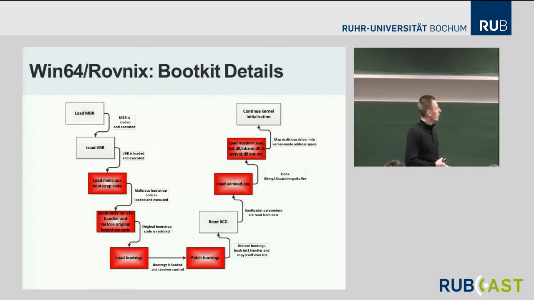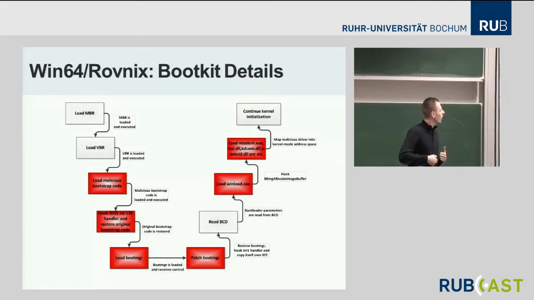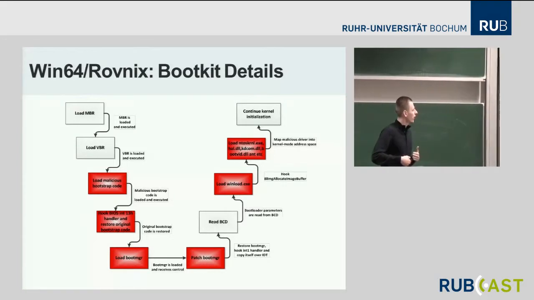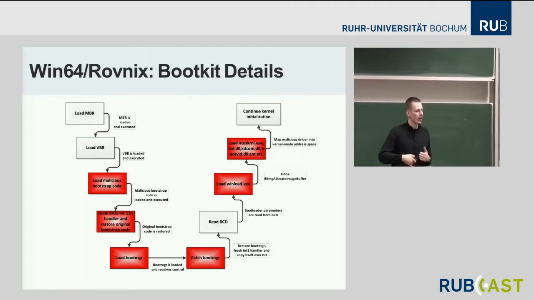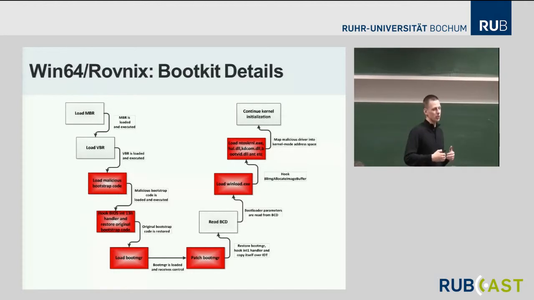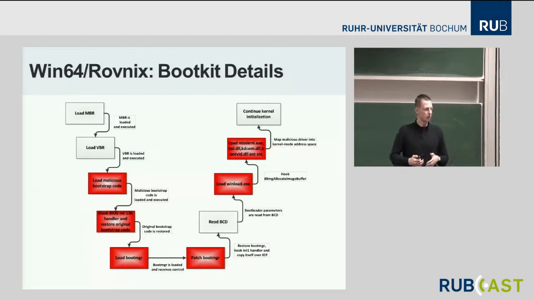It patches the boot manager exactly before it performs self-verification. When it receives control, it restores the original code and removes the patch so that the boot manager can successfully verify its integrity. It hooks the first interrupt handler and copies itself over the second half of the interrupt descriptor table. It uses this approach to be able to set up hooks without patching modules, because it relies on the debugging facilities of the platform. It uses debugging registers.